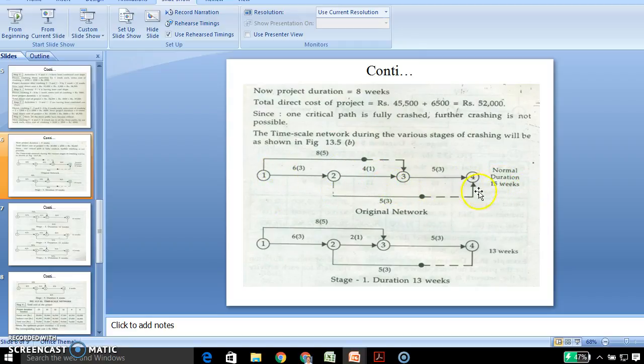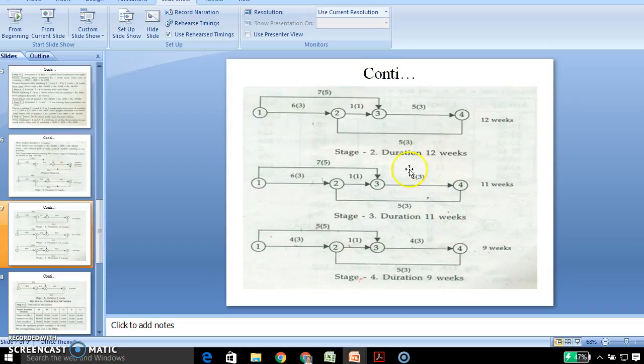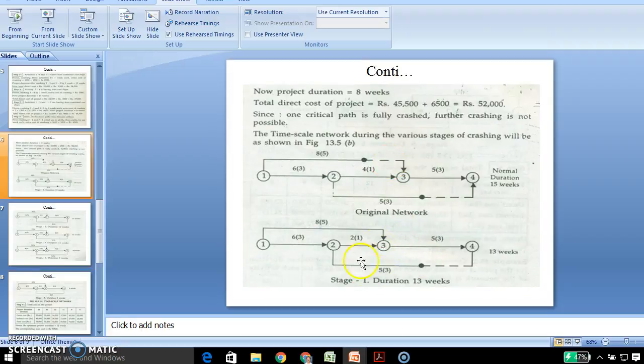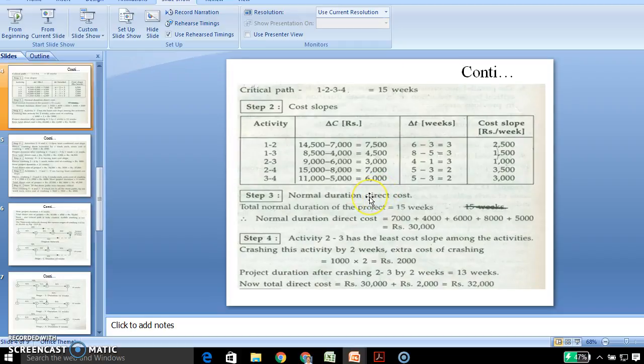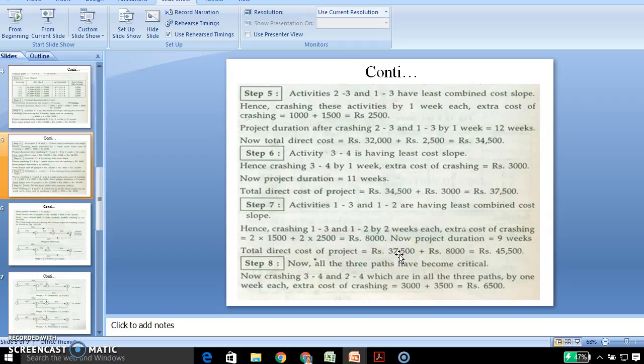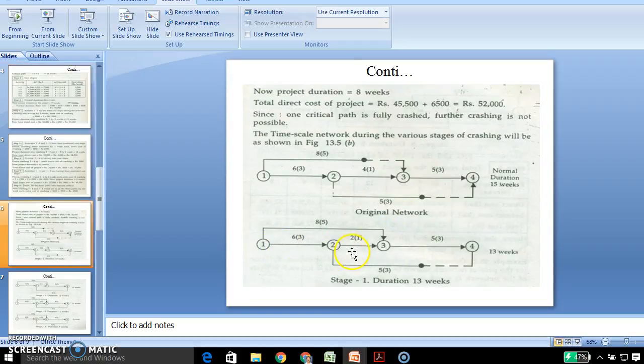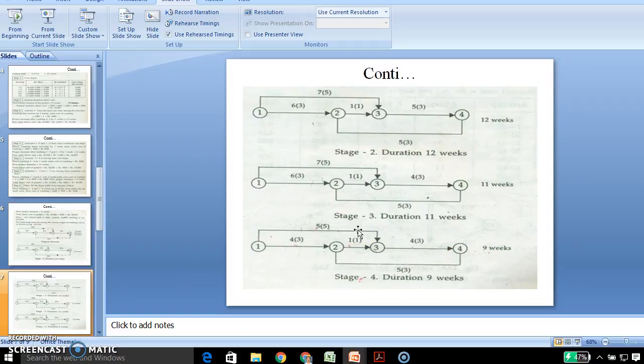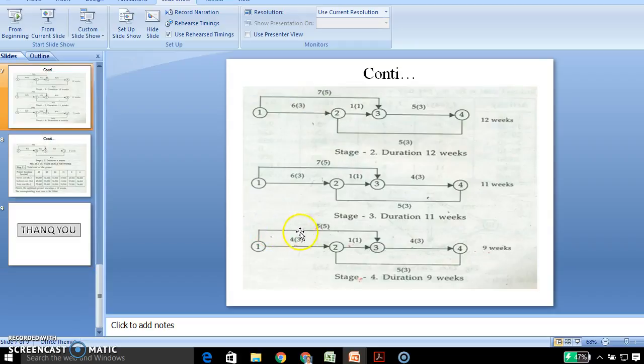First, this is the original time network which we drew before starting the problem. Coming to stage 1, we crashed activity 2-3 by 2 weeks, and by adding the cost we get 32,000. In this way, for each stage of crashing, we should draw the time networks.